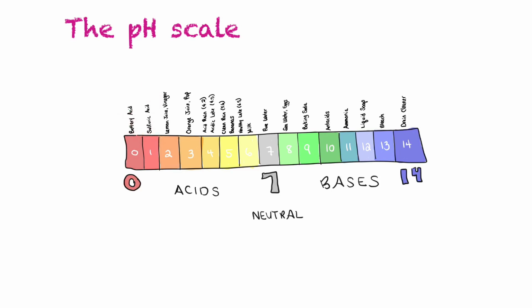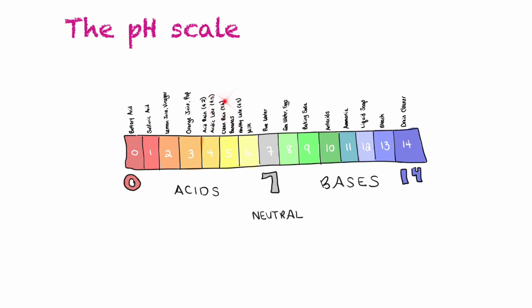Sulfuric acid is a pH of 1. Lemon juice and vinegar have a pH of around 2, so that's why it tastes sour. All acids taste sour, but obviously we're not going to taste all acids because some of them are very corrosive. Orange juice and pop are a pH of 3. Acid rain has a pH of 4.2 to be considered acid rain. An acidic lake has a pH of 4.5.